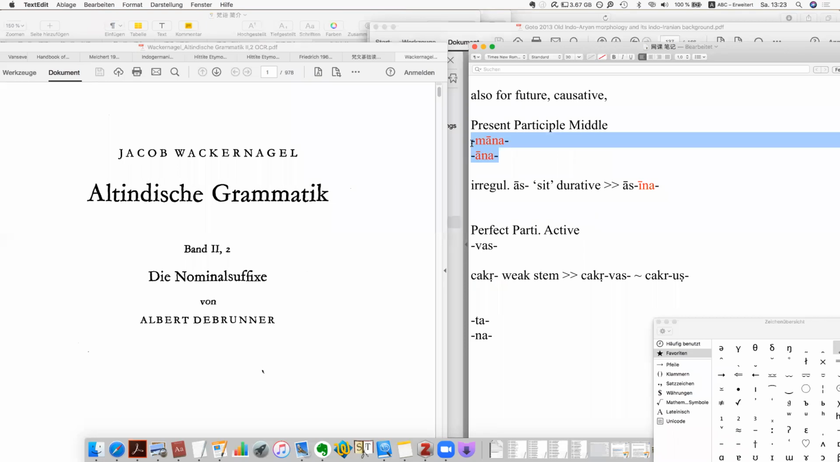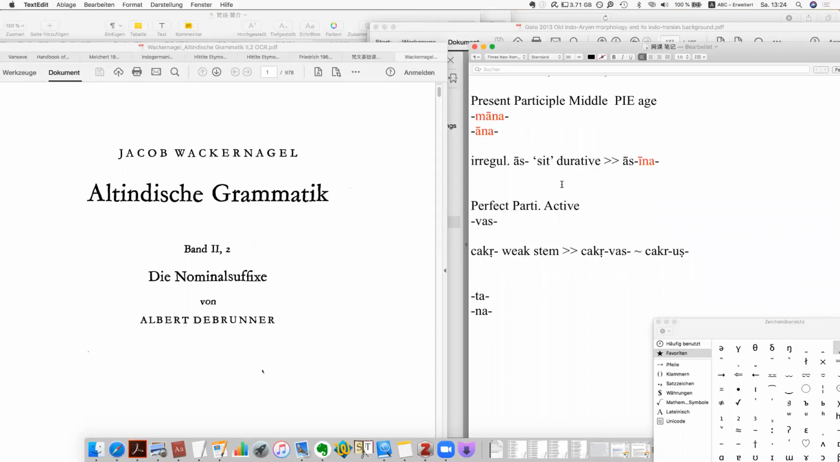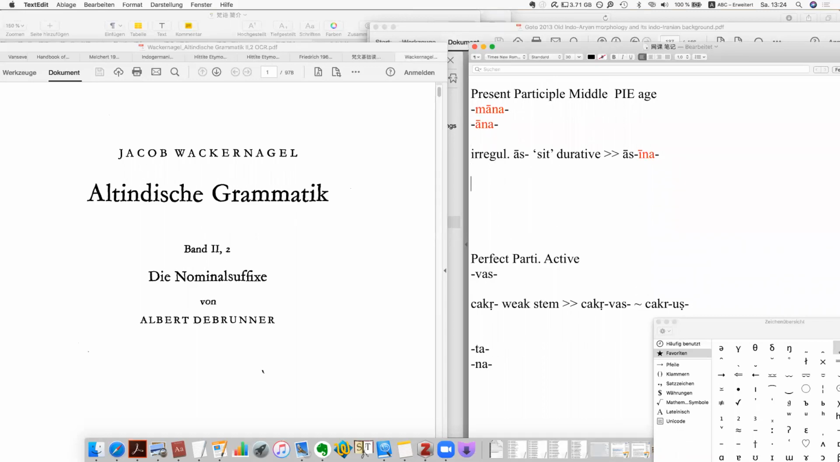This is actually a little bit complicated and needs some explanation. So this middle participle is actually PIE-age. So it is really ancient. This participle is found in a lot of Indo-European languages, not only Sanskrit. So probably we can have some interaction.